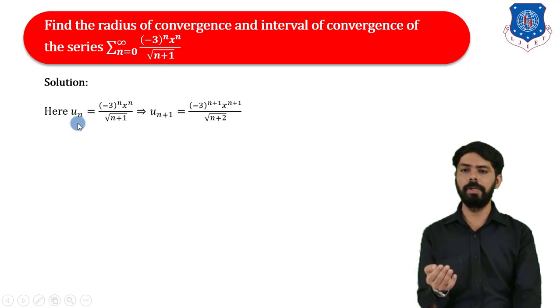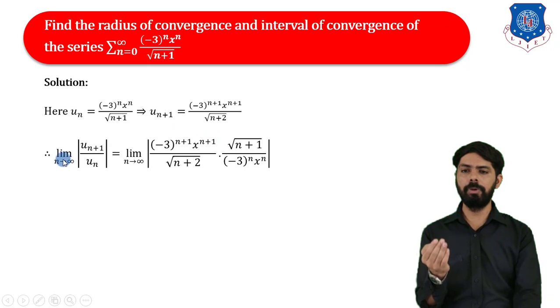For that we will replace n by n plus 1 in un. So it will be (minus 3) raised to n plus 1 into x raised to n plus 1, whole divided by root n plus 2. Now we will find limit n tends to infinity modulus of un plus 1 divided by un.